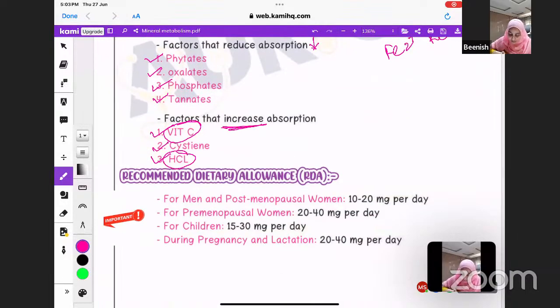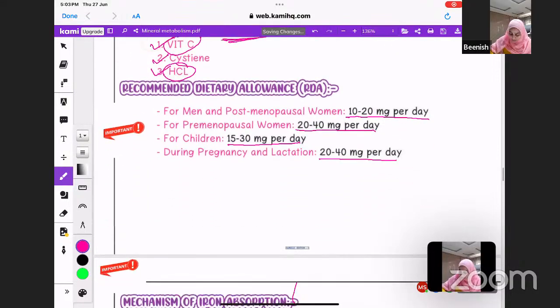Now talking about the recommended dietary allowance, that is RDA. For men and post-menopausal women, it is 10 to 20 mg per day. For pre-menopausal women, the requirement is increased because of menstruation, and it is 13 to 30 mg per day. And during pregnancy and lactation, again the requirement is increased and it is 20 to 40 mg per day.